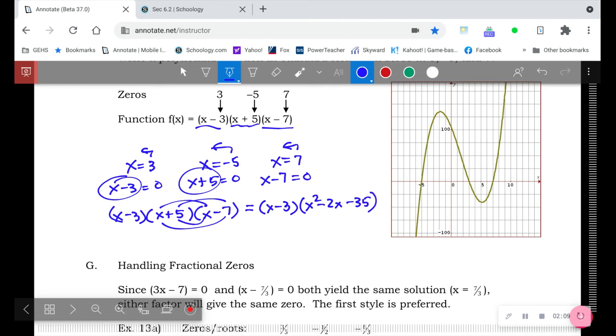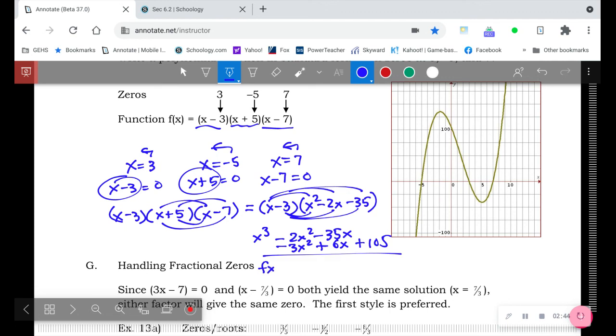And now you take the x times each of these, so that gives x cubed minus 2x squared minus 35x. And then you take a minus 3 times all of these. So that's going to be minus 3x squared. I'm lining them up here. Plus 6x. And finally, 3 times 35 is 105. So add these all up and you'll find the function.